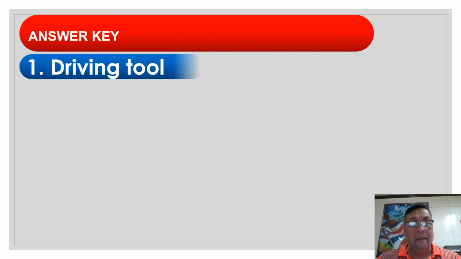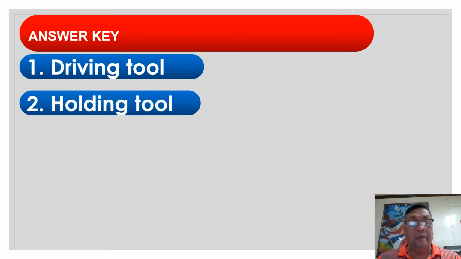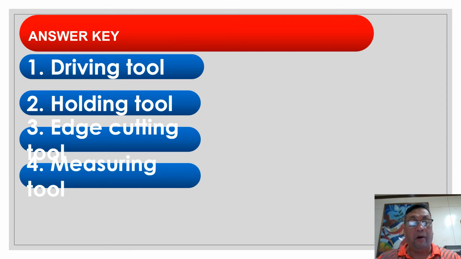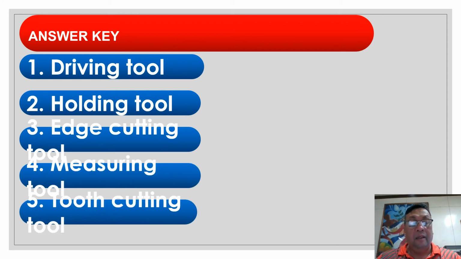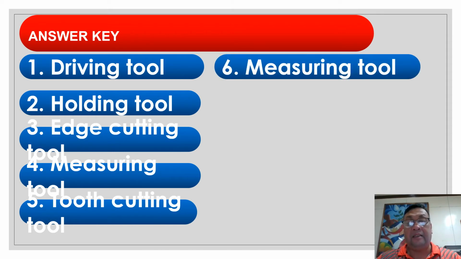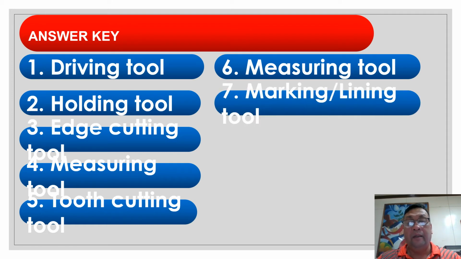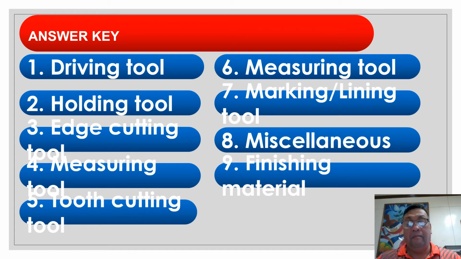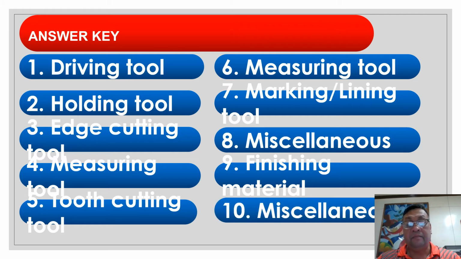Answer key. Number 1, driving tool. Number 2, holding tool. Number 3, edge cutting tool. Number 4, measuring tool. Number 5, tooth cutting tool. Number 6, measuring tool. Number 7, marking or lining tool. Number 8, miscellaneous. Number 9, finishing material. Number 10, miscellaneous.